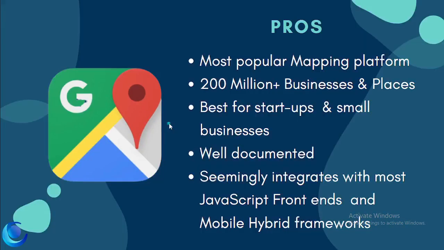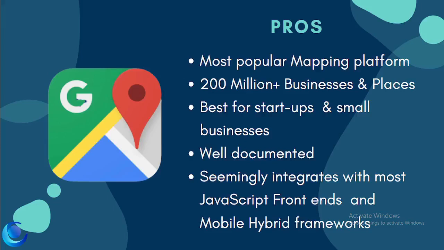Now, Google Map, as I have already indicated, is the most popular mapping platform. Their mapping platform in general finds its way on almost every device, whether mobile or web device out there. Now they have 200 million plus businesses and places.